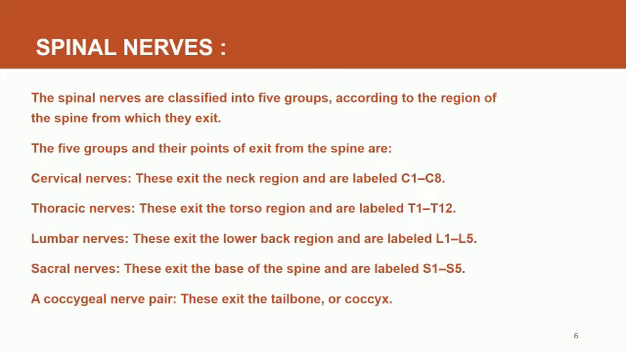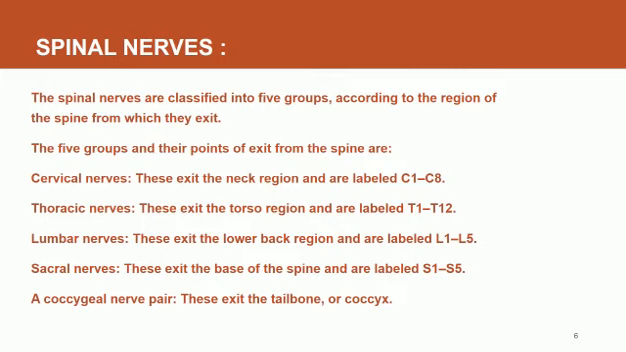The spinal nerves are basically classified into 5 groups. They are classified according to the region of the spine from which they exit. The 5 groups are cervical nerves, thoracic nerves, lumbar nerves, sacral nerves, and a coccygeal nerve pair.